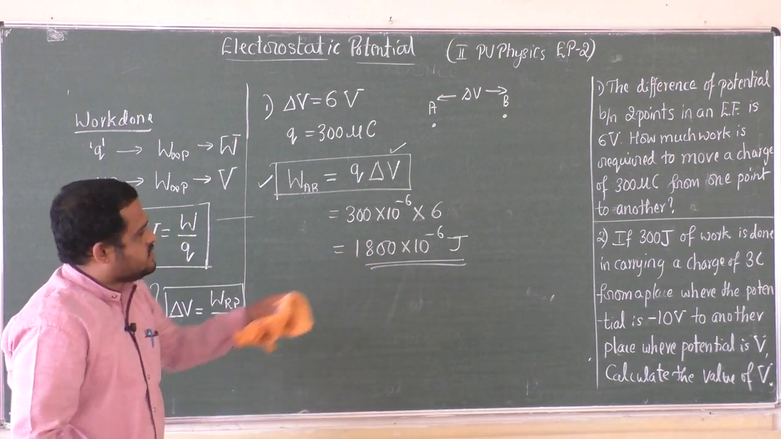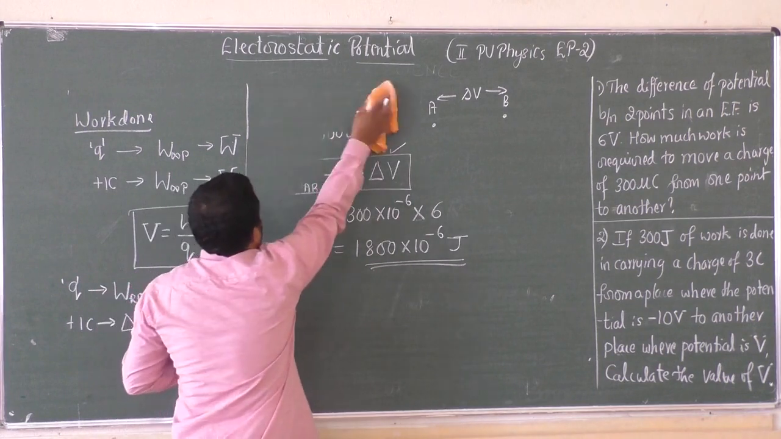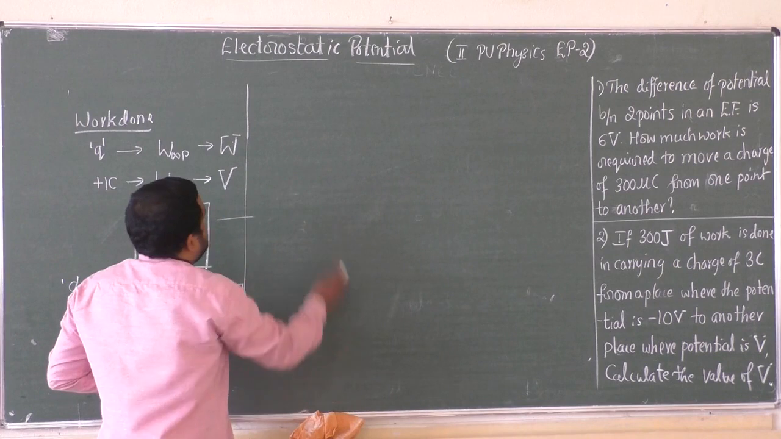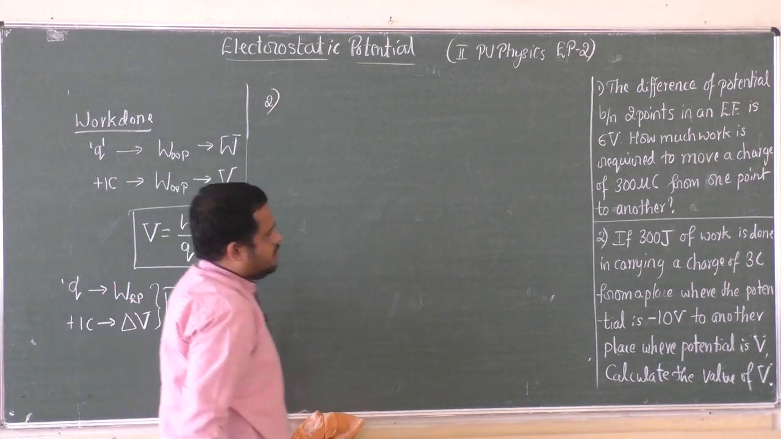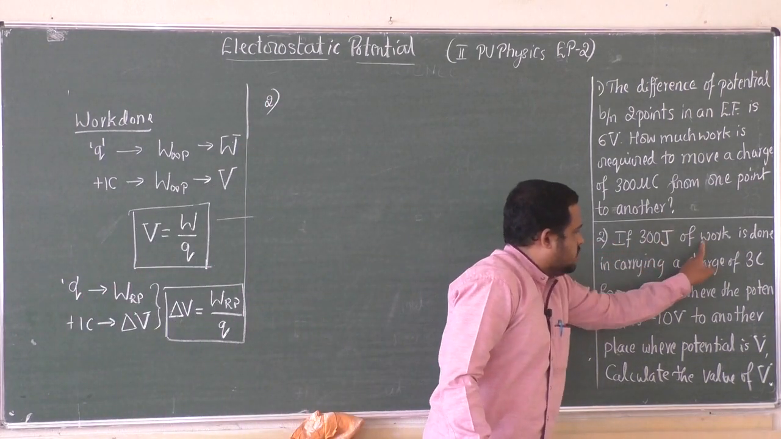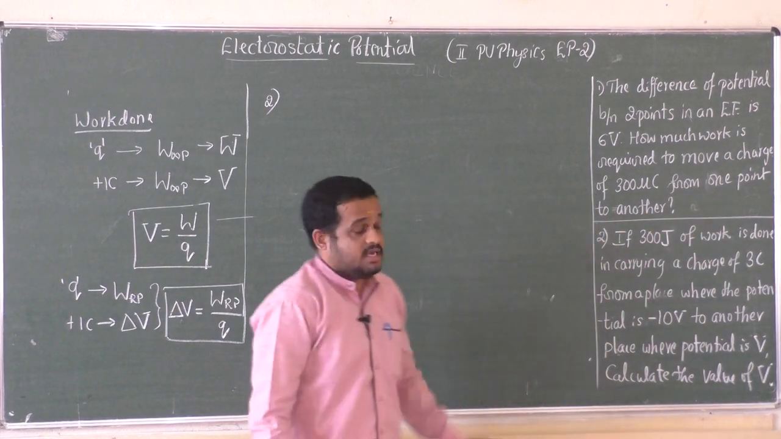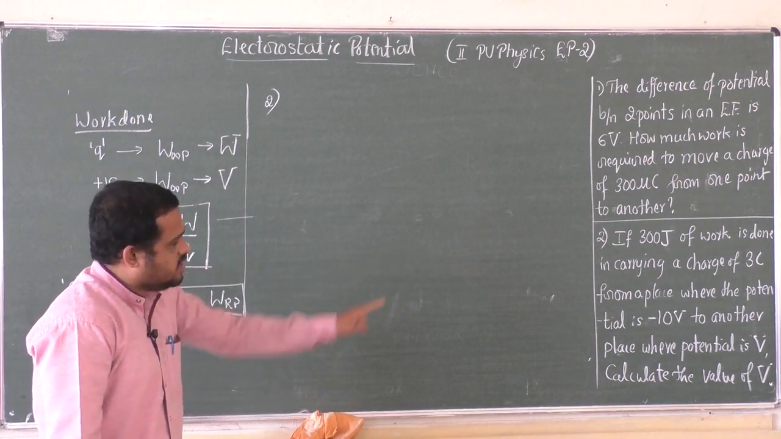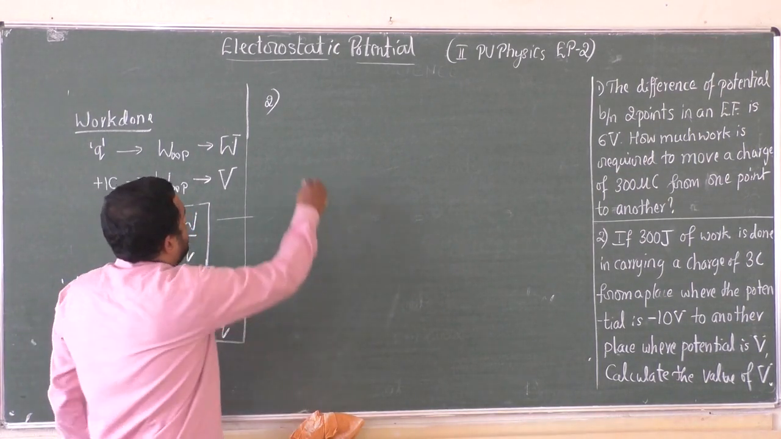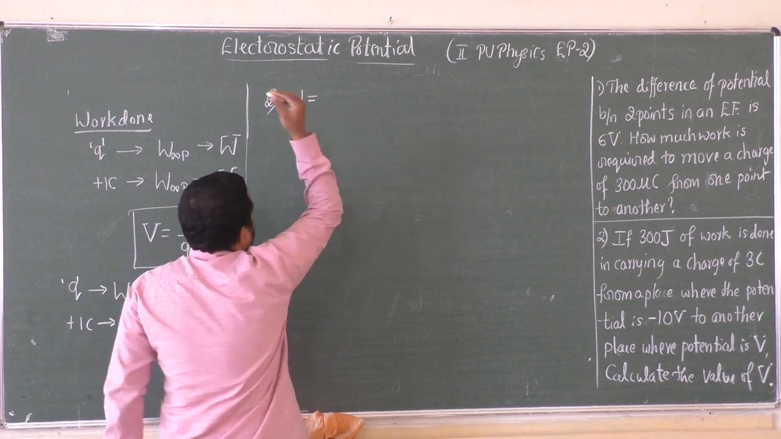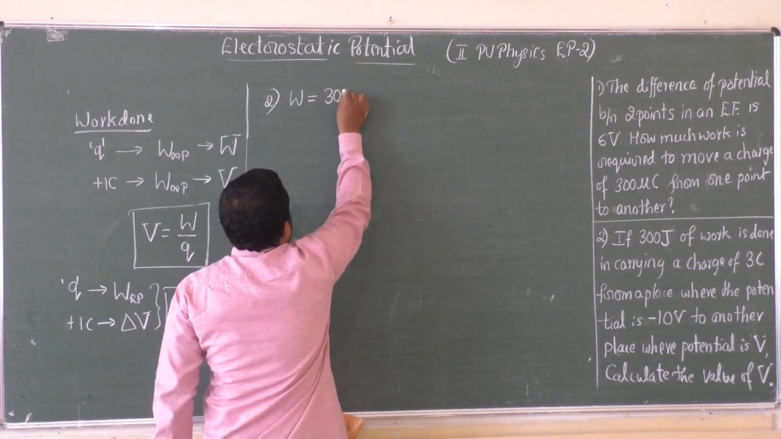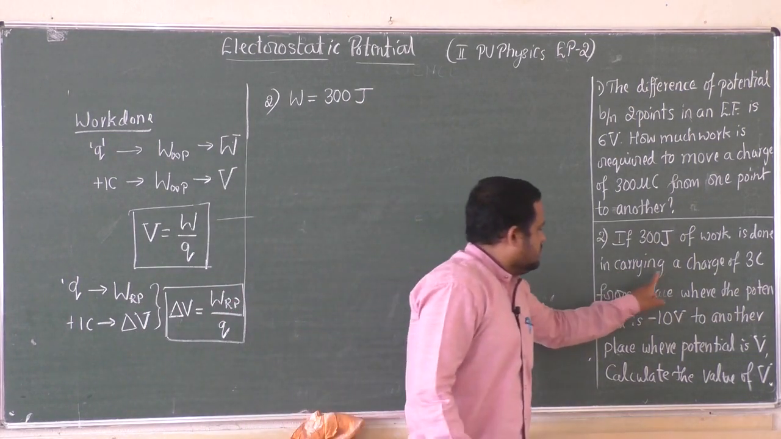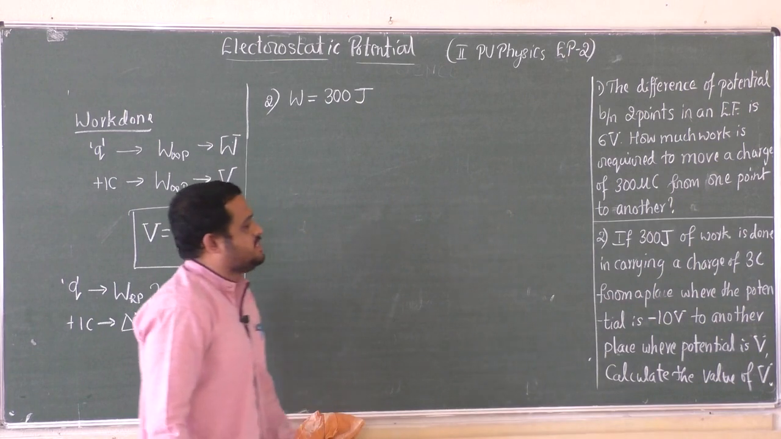Next, let us consider second problem. One more simple problem just to understand these two equations. Second problem, if 300 joule of work is done, here work done is given, it is not potential value or potential difference value. Instead of that, in this problem, amount of work done is given, amount of work done is equal to 300 joule in carrying a charge of 3 coulomb.